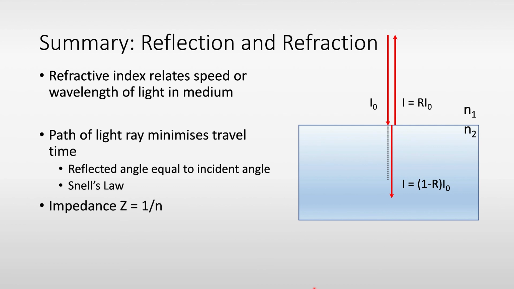Finally, we introduce this idea of optical impedance Z being 1 over the refractive index n. And that is a useful concept for thinking about how light interacts with matter. It's outside the realm of this course, but it will be useful for you when you do your geometric optics course.